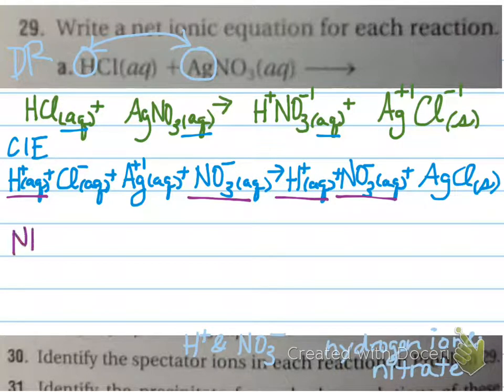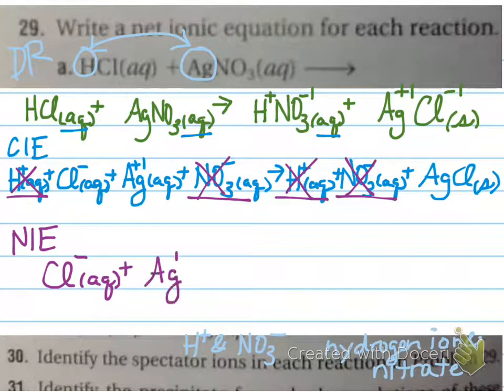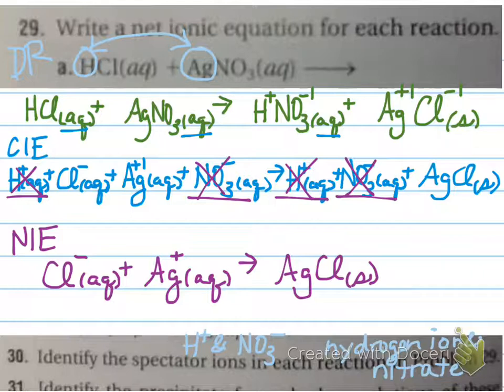So then I'm ready to do my net ionic equation, and I'm going to leave those spectator ions out. So I have chloride aqueous plus silver ion aqueous yields the silver chloride solid. So that's letter A for 29 and 30.